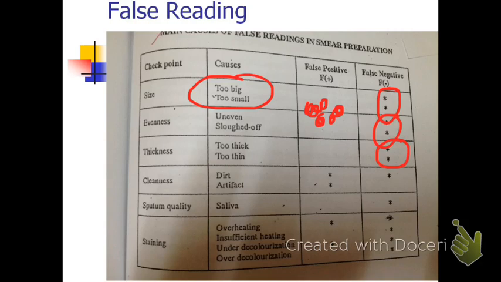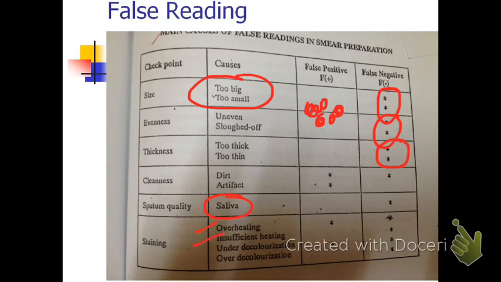And then the cleanness of the slide. Dirt and artifacts may interfere, which could result in false positive or false negative. And then sputum quality. See to it that the patient had indeed expectorated a sputum, not a saliva. Later on, we will be discussing how we are going to check if the patients have expectorated a sputum, not a saliva. And of course, staining. When you are doing the Ziehl-Neelsen, do not overheat.